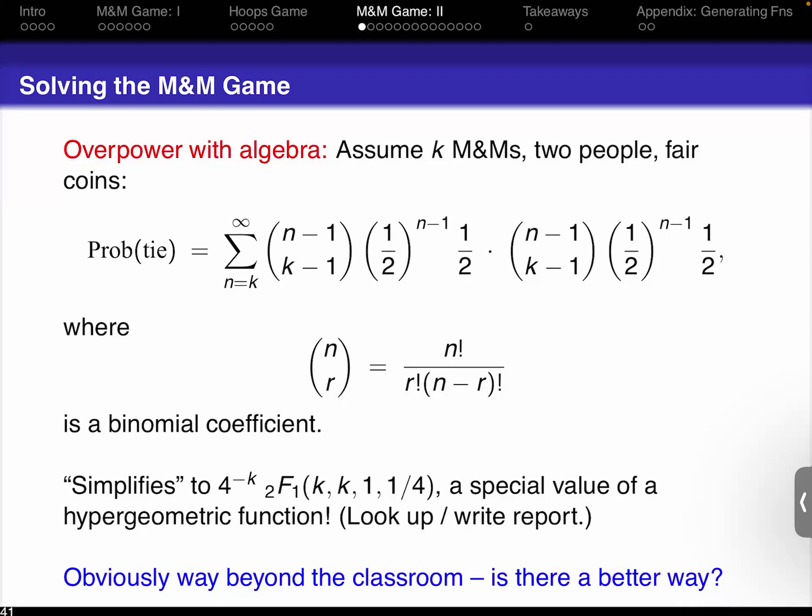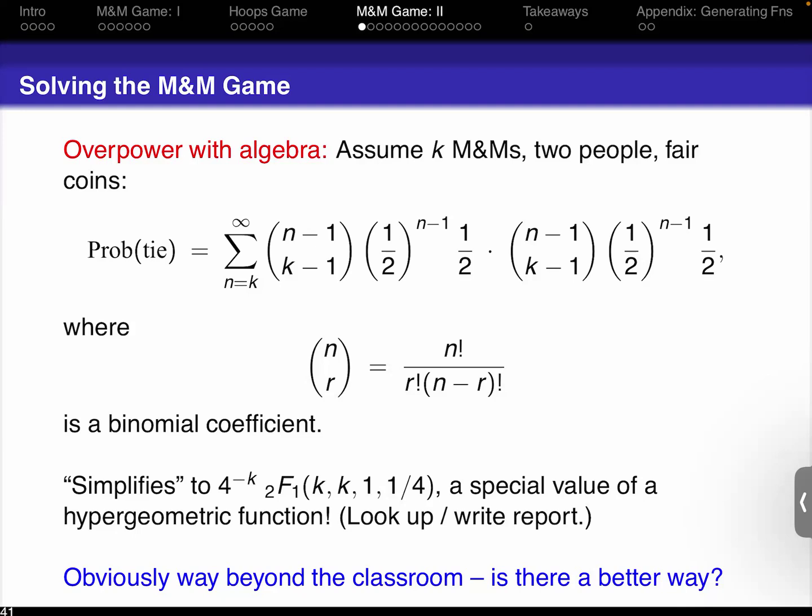I'll probably talk about this in a little bit, but this is actually a very reasonable formula. If you think about what's going on, each M&M, each coin toss, is going to be a head or a tail with probability 1/2. If there's a tie, we have to have exactly n tosses, where n is at least k, the number of M&Ms. So n could be k, k plus 1, k plus 2, k plus 3. How can you have a tie? You either have a tie on k tosses, k plus 1, k plus 2. They're all disjoint possibilities. So the probability of a disjoint union is the sum of the probabilities.